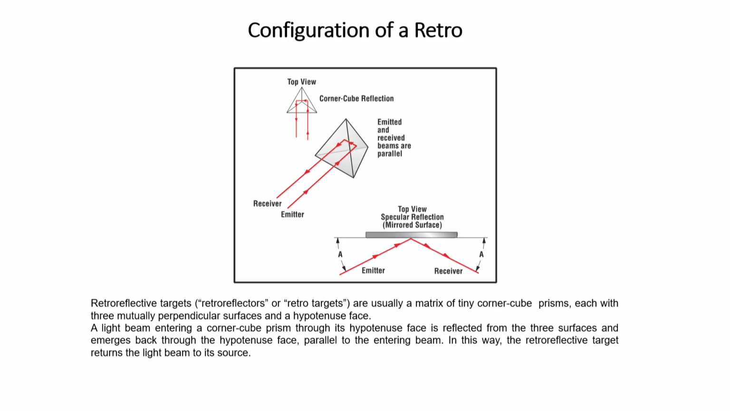So this is the configuration of a retro. In this case, for example, the emitter and receiver create an angle with respect to the mirrored surface, but if you have this type of situation, the emitted and received beams will become parallel. So we look for retroreflective reflectors, usually a matrix of tiny corner cube prisms, so that you get the beams parallel.